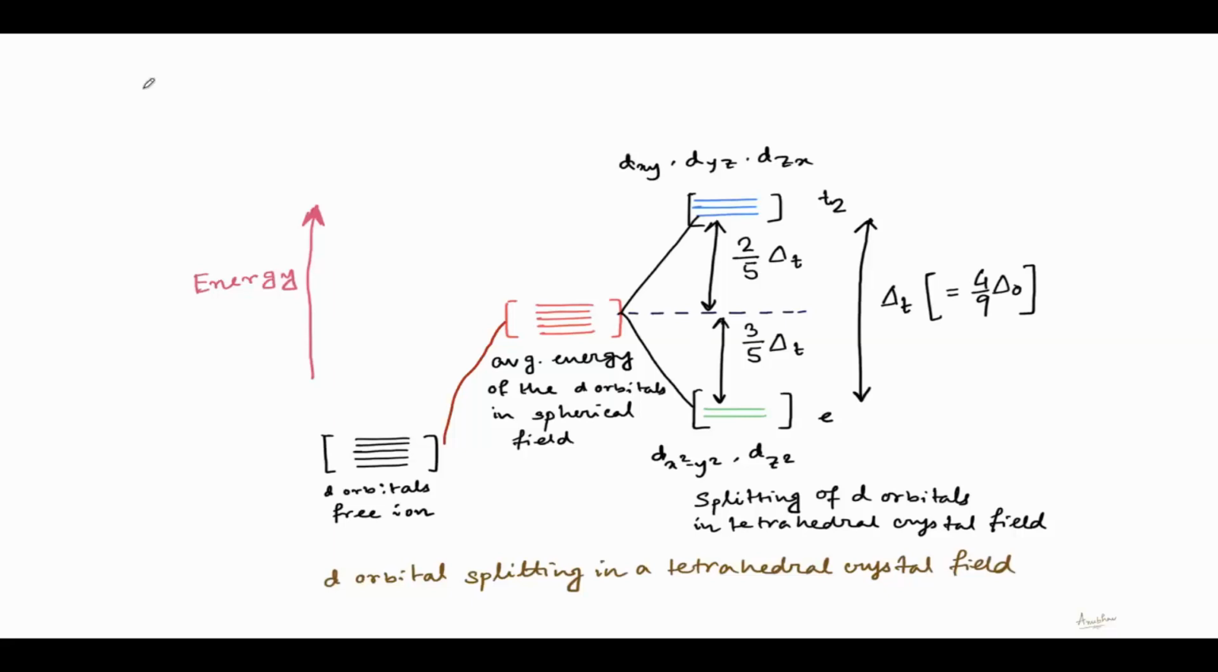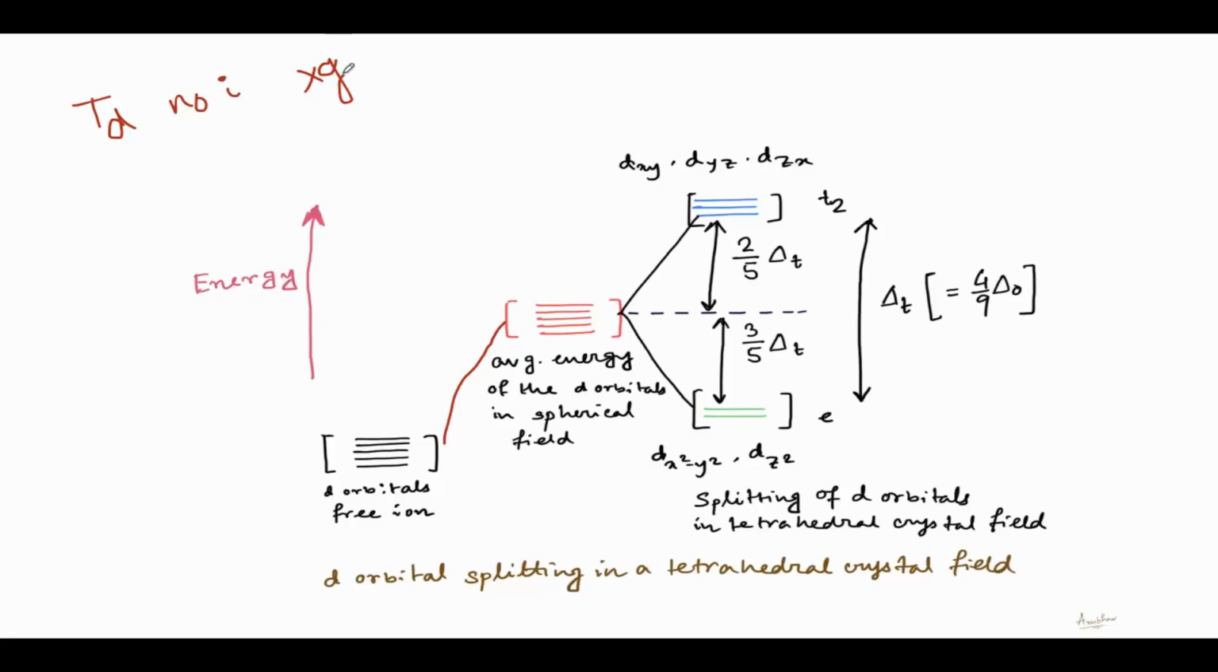You can see in tetrahedral complexes, there is no center of symmetry. That's why the suffix g is omitted over here. There is no g. It is only E and T2. So while writing about the tetrahedral complex, please remember this fact. In case of tetrahedral complexes, there should not be any g, because it is lacking a center of symmetry.